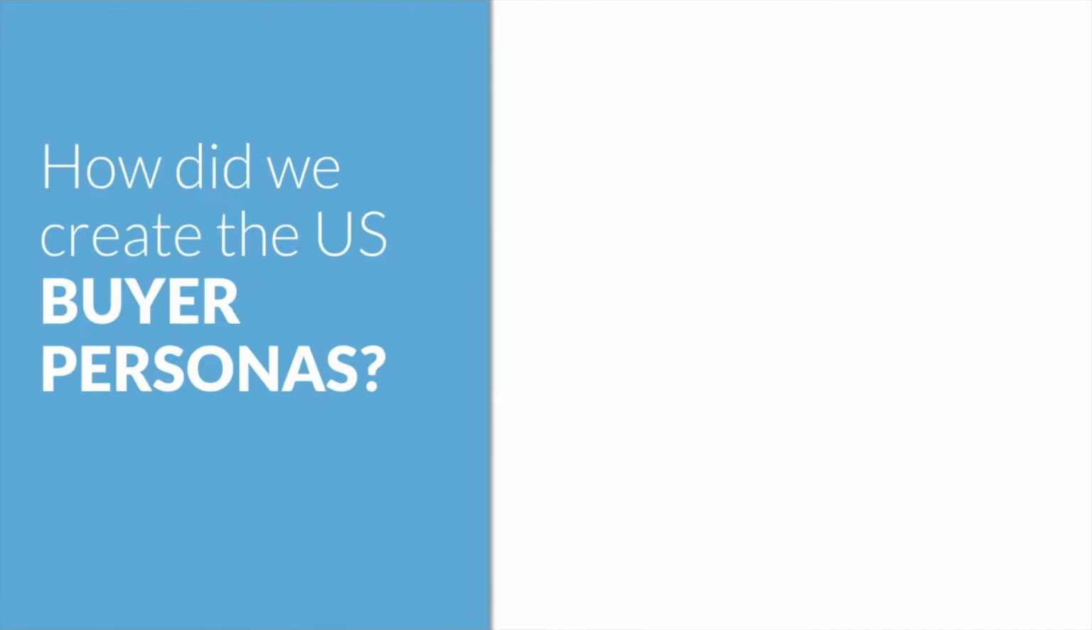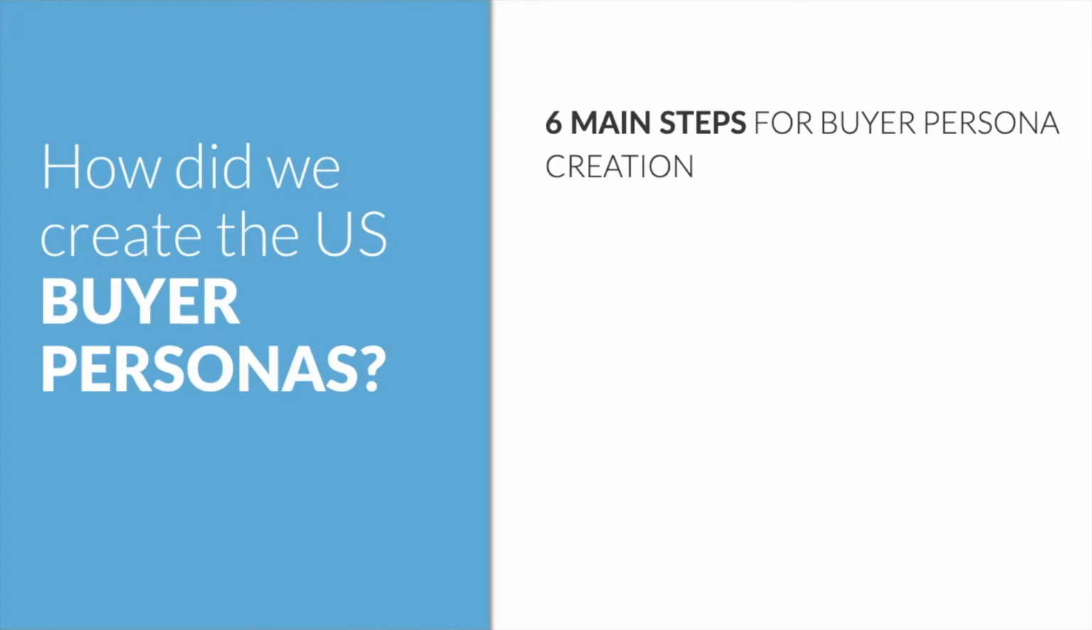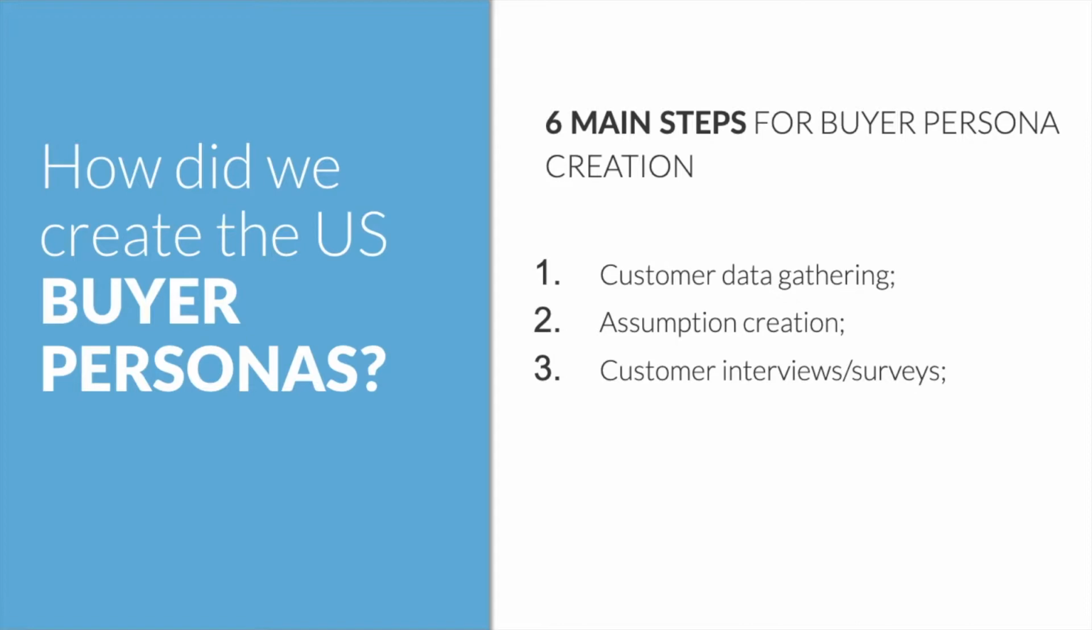So, how did we create the US buyer personas? What is the process? What are the steps? Well, there's 6 main steps to create them. 1, customer data gathering. So I went through and I opened up all of the data of our customers for the last 3 years, and I went through, who are these people? And the second thing I did was I made assumptions. So based off of that data, just the things I could see in our systems, I made assumptions on who our buyer personas were. From those assumptions, you make a list of questions, and you hold customer interviews or surveys.